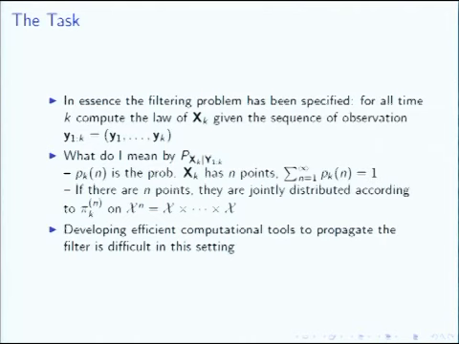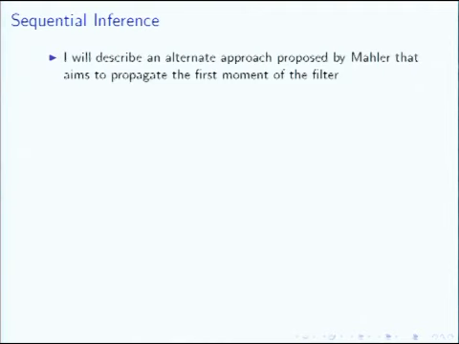So this is the filtering task, and it's no surprise that developing efficient computational tools to propagate this filter is very difficult in this setting. Let's just accept that we won't be able to compute this using sequential Monte Carlo particle filters at all for the sort of problems we're looking at. So what's the alternative? The alternative is an idea proposed by Ronald Mahler, which aims to propagate the first moment of the filter.